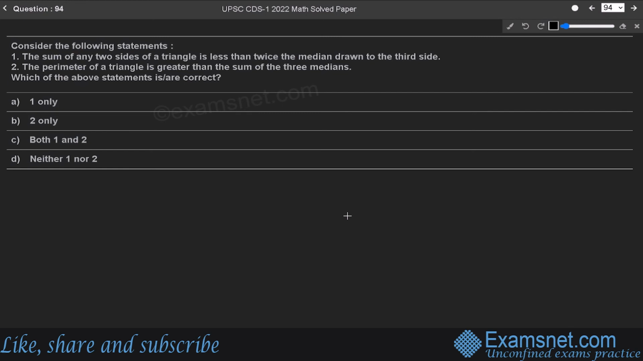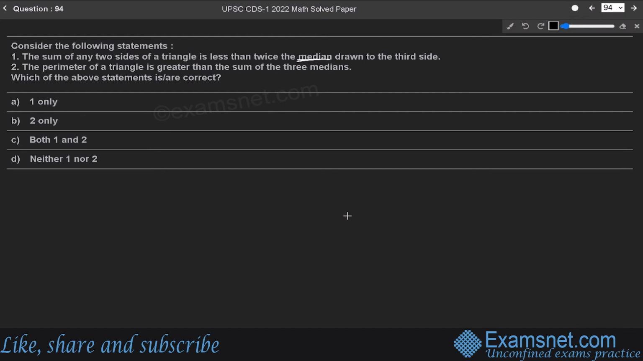Now let us talk about the first statement. It says that the sum of two sides is less than twice the median. We know that a median of a triangle is a line segment joining a vertex to the midpoint of the opposite side, thus bisecting that particular side.